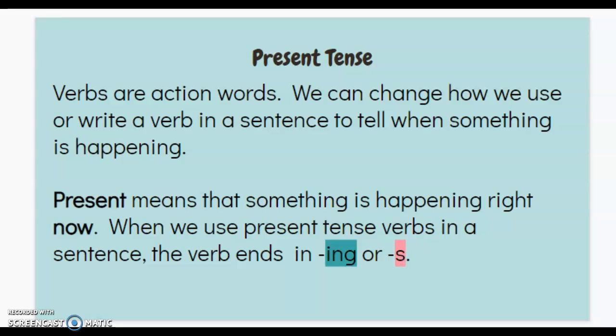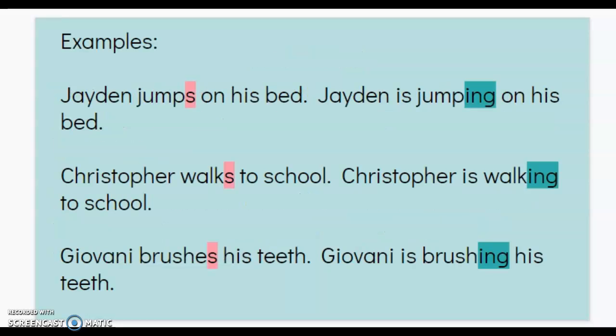So let's look at some examples of present tense verbs in a sentence. So just like I said, if we see a present tense verb in a sentence, it's going to end in s or ing. So let's read these two sentences. Jaden jumps on his bed. Jaden is jumping on his bed. So we see that the verbs or the action word has the s at the end and ing. That's telling us that that action verb or action word is happening right now.